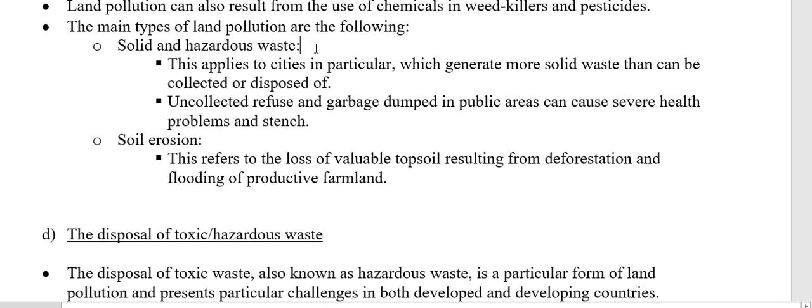Okay, now solid and hazardous waste, this happens in cities in particular, where there's more people concentrated in an area. So more people comes obviously with more waste. The more households there are, the more municipal waste there will be. There's more packets and boxes and plastic bags and straws and stuff that gets thrown away because there's more people in the cities, right? And uncollected refuse and garbage dumped in public areas, that can cause severe health problems.